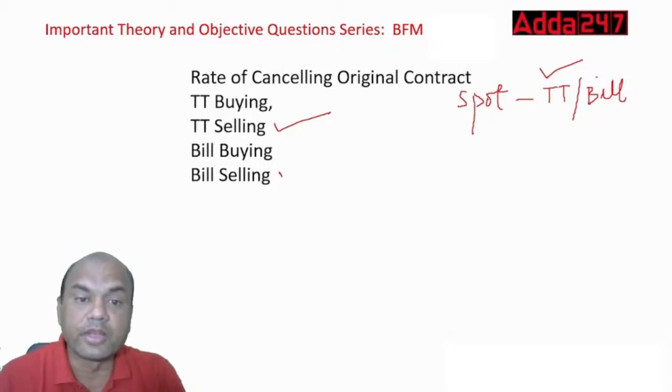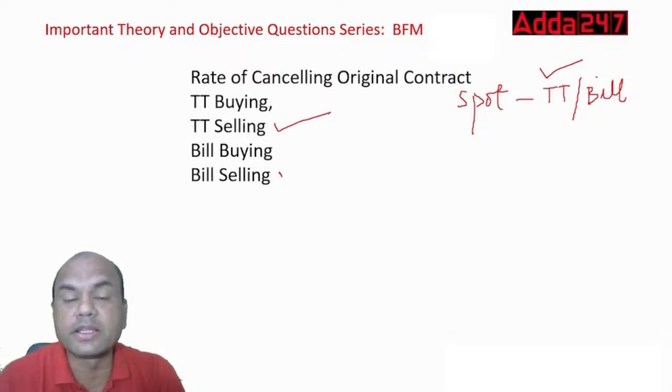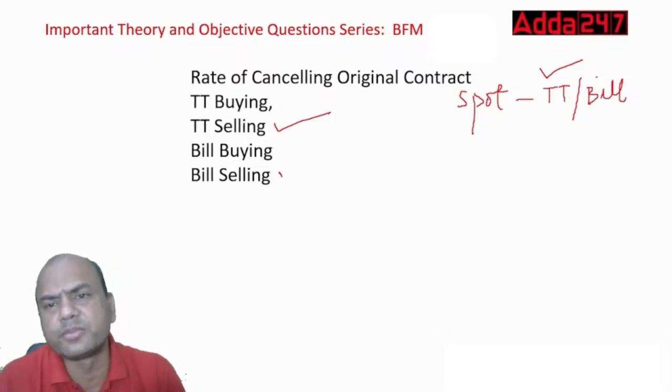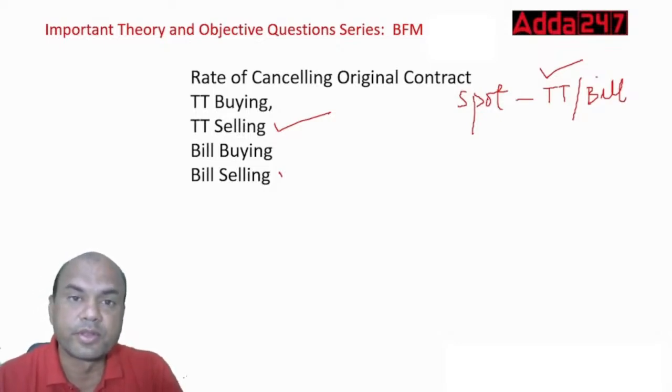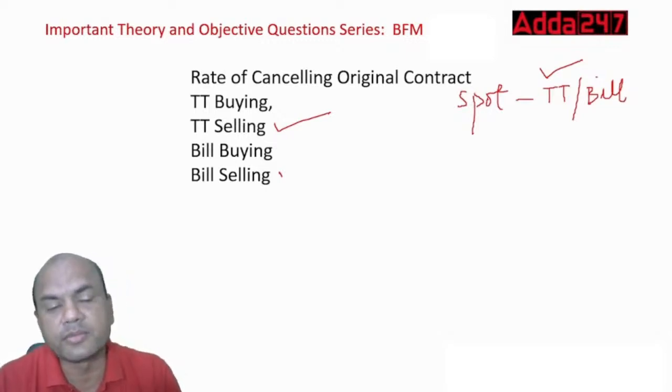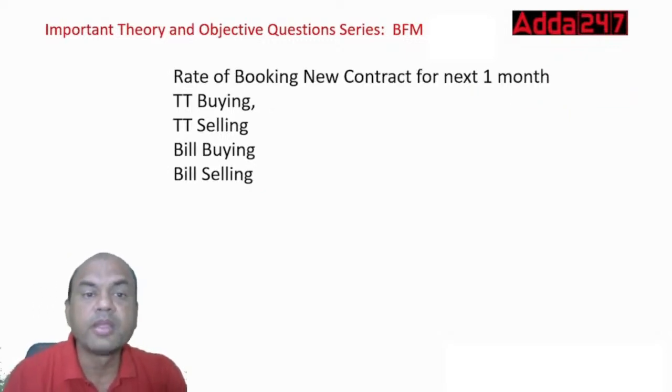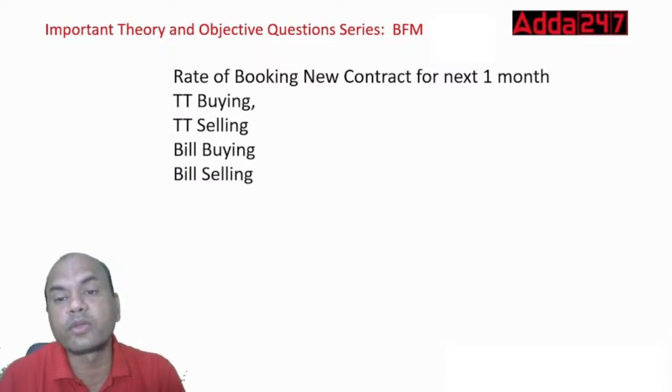Then you'll say why not bill booking, bill selling then? But because bill selling is not used, bill is used whenever you are doing some future dated transactions. Here I am cancelling tomorrow itself, so it is a spot transaction. So TT, isn't it? Now the rate of booking the new contract for the next 1 month.